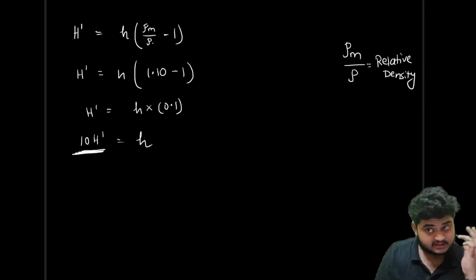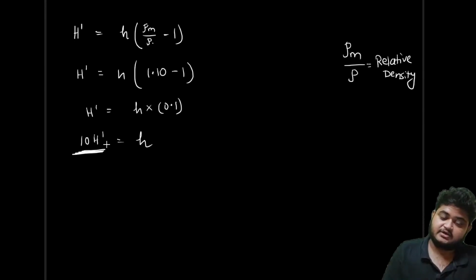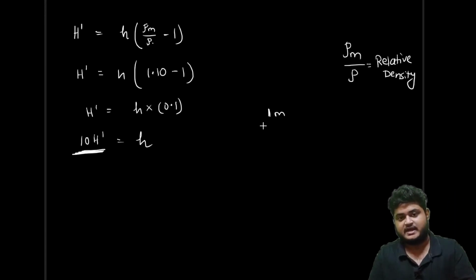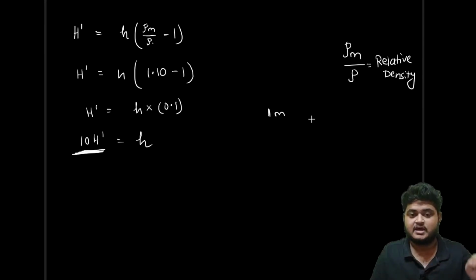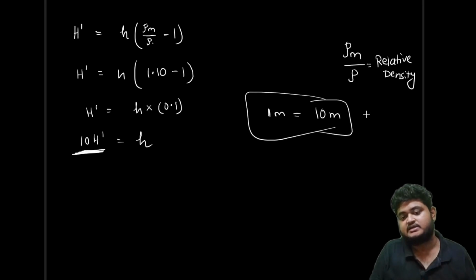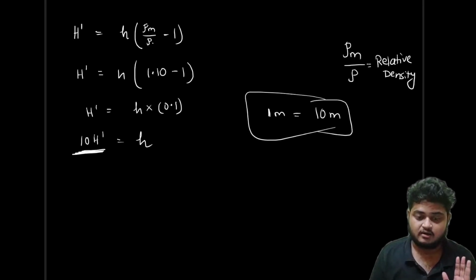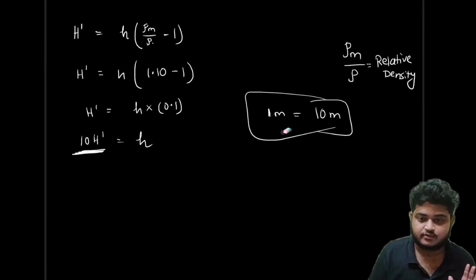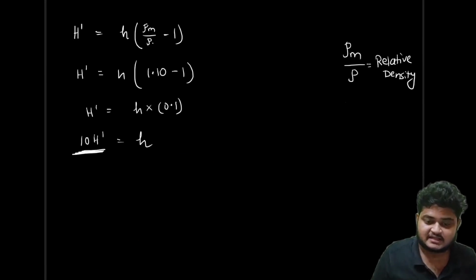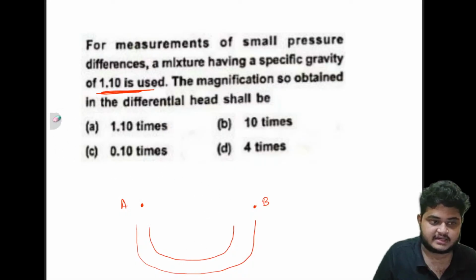So the thing is, if the original pressure head difference between A and B is only 1 meter, then we can magnify this in our manometer as 10 meters. So that is the main phenomenon which is actually going on, and this is the main concept behind the question. So the answer will be 10 times.